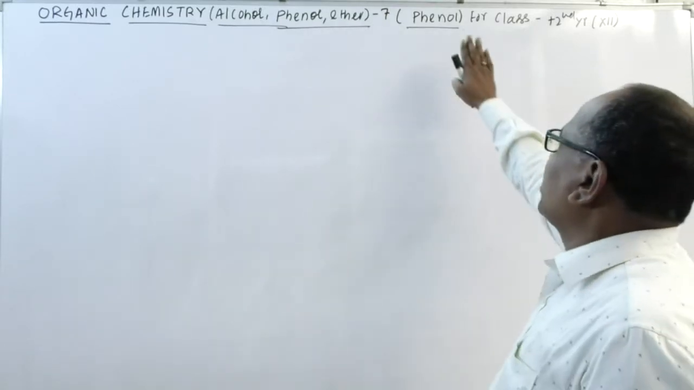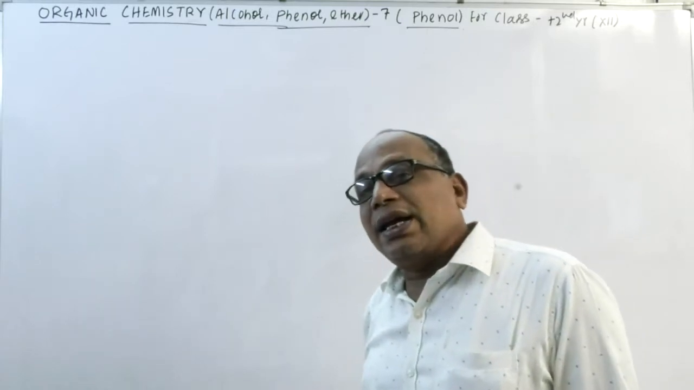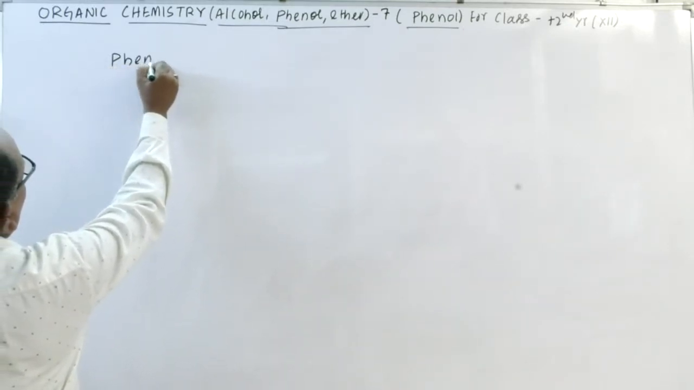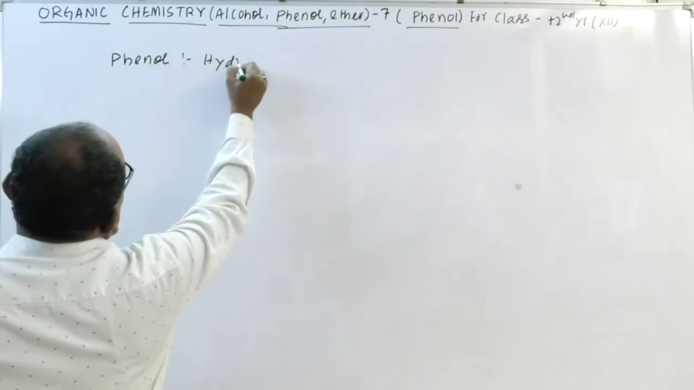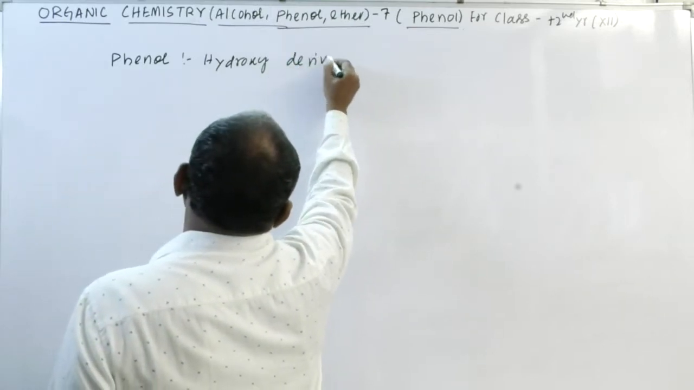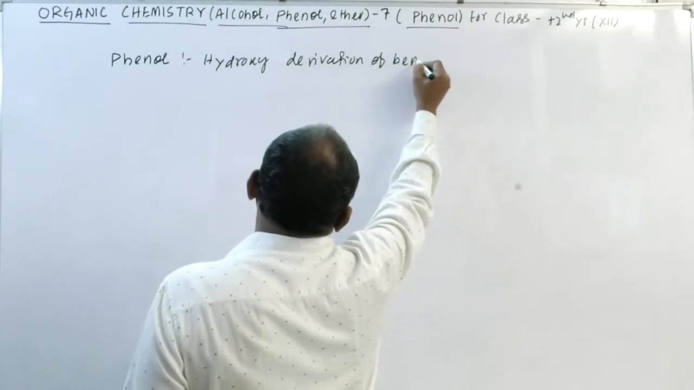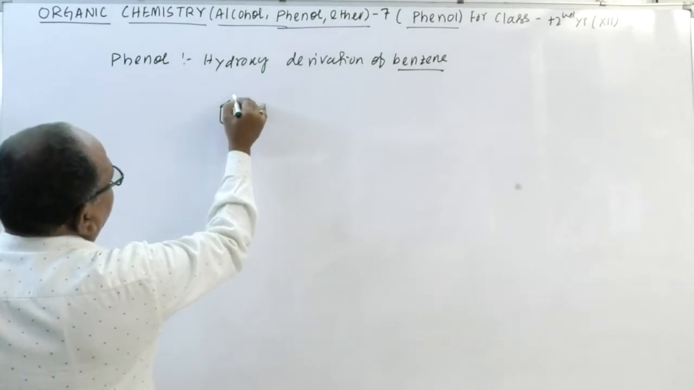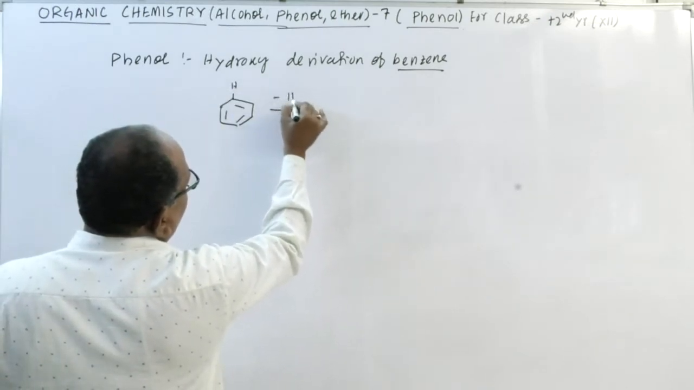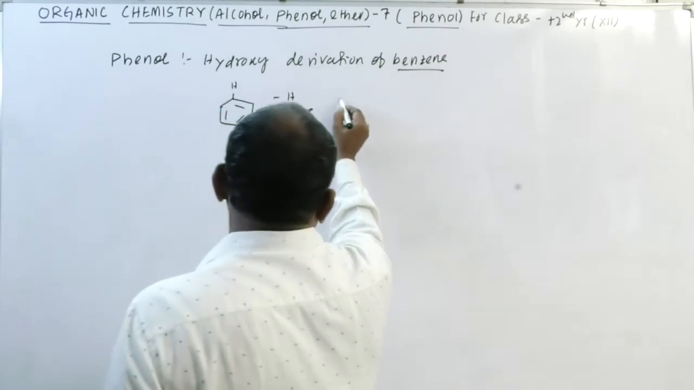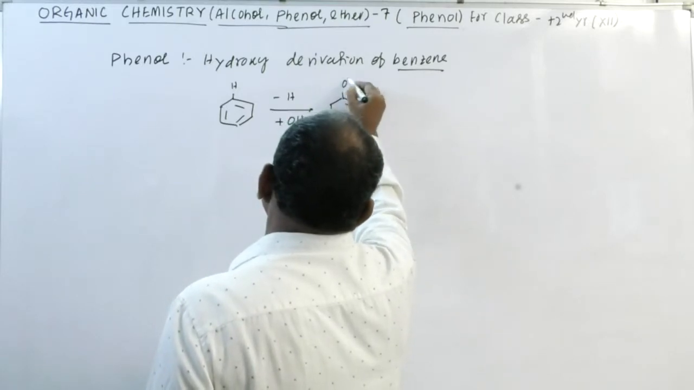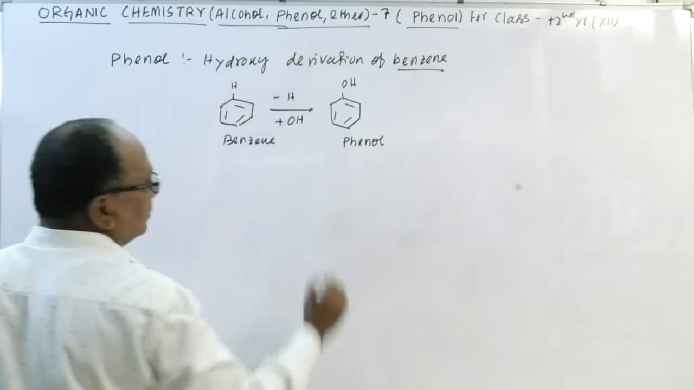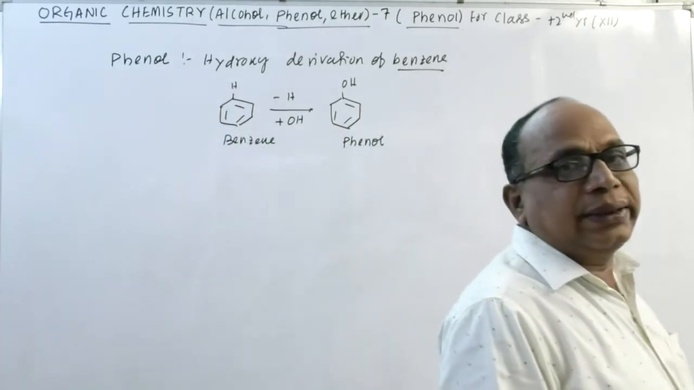Today we will discuss what is phenol, and how phenol can be synthesized by different methods. So what is phenol? Phenol is the hydroxy derivative of benzene. What is benzene? This is your benzene, C6H6, where a hydrogen atom is replaced by an OH group. Then we can say this is your phenol, and this is your benzene. So the hydroxy derivative of benzene is known as phenol.